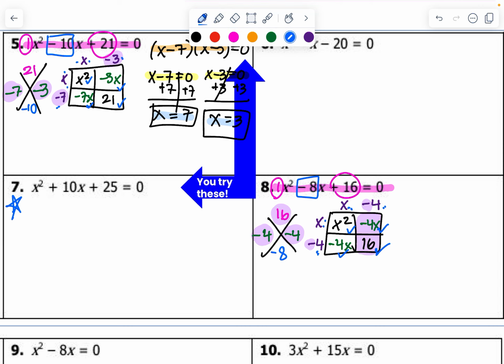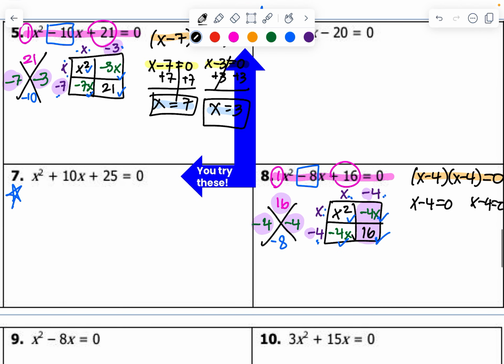Okay. Set our equation equal to 0. It was given to us. Step 2, factor our expression. X minus 4 squared equals 0. Now we're ready to set each factor equal to 0. X minus 4 equals 0, and x minus 4 equals 0.